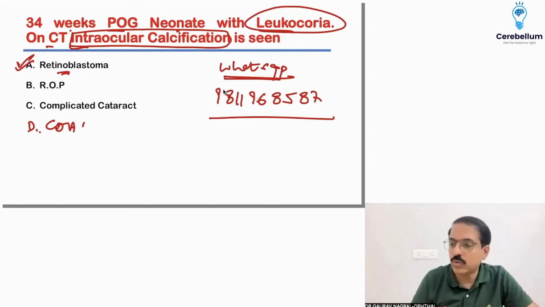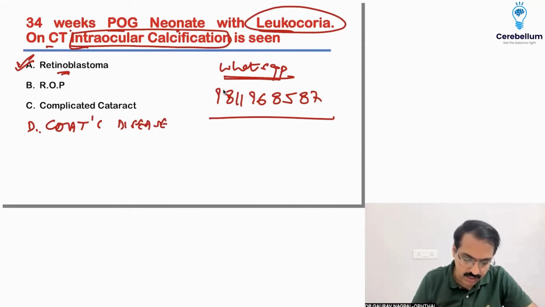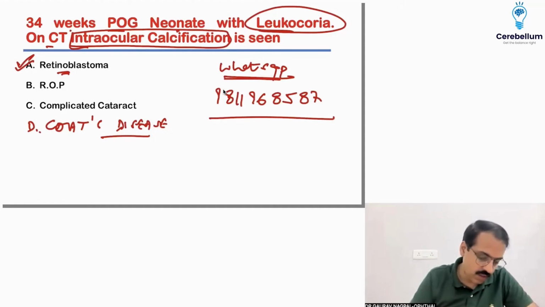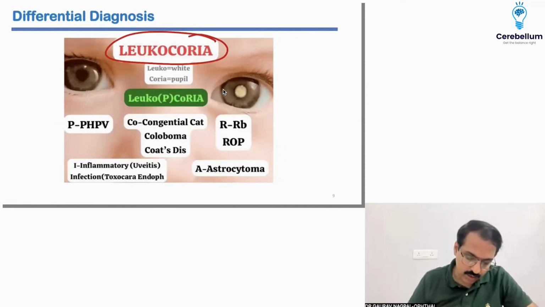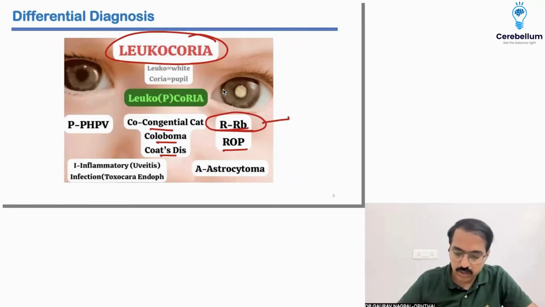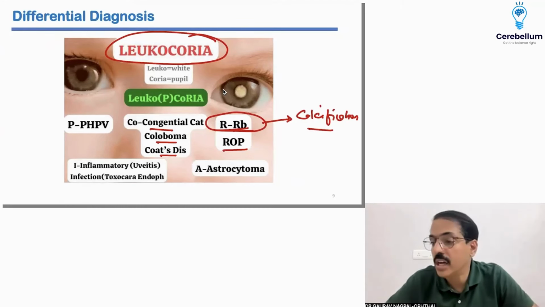Thank you. Thanks a lot, Dr. SSTS. It was Coats disease. Somebody is telling it's Coats disease was the fourth choice. So this is the mnemonic on leukocoria that we have been doing. So congenital cataract, coloboma, Coats disease, retinoblastoma, ROP. I've already told you retinoblastoma is the only one where you will see a calcification. In all the rest, we do not see an intraocular calcification.